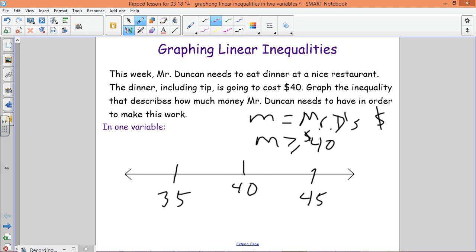M has to be centered at 40. It can equal 40, so I'm going to fill this in. And it has to be either equal to or bigger than. So I go to the right, and I'm done. Super simple. Just a word of warning, the rest of them will not be as simple.